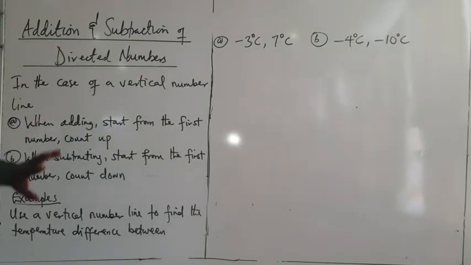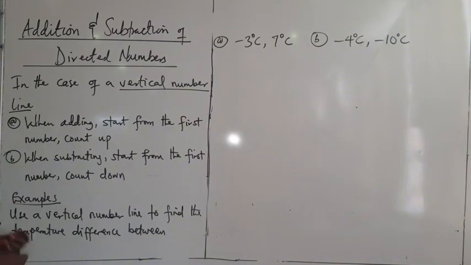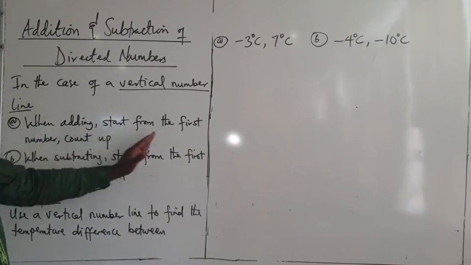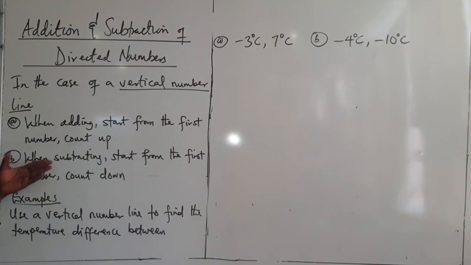In the case of a vertical number line, that's when we talk about temperature, right? So when adding, it's going to be vertical. When adding, start from the first number and then count up. And the same thing when you are subtracting, start from the first number and count what? Down. So let's now look at examples.